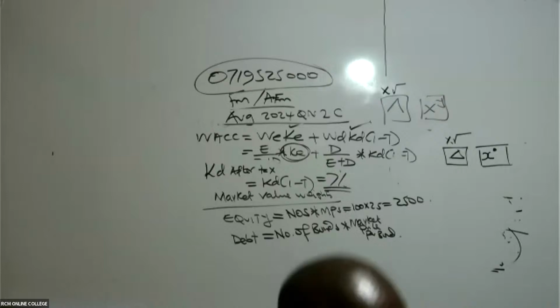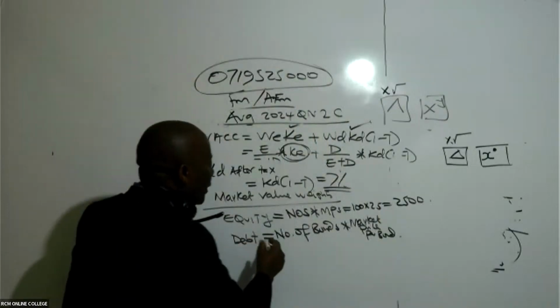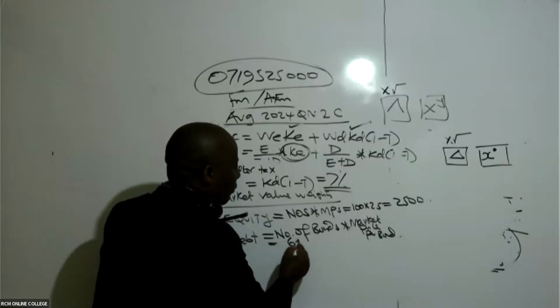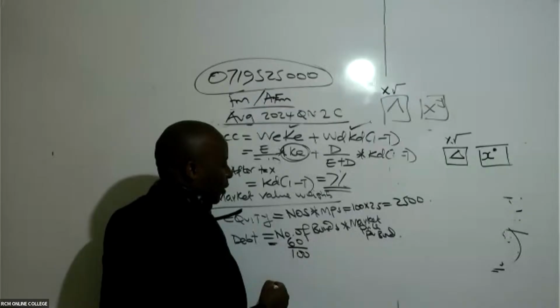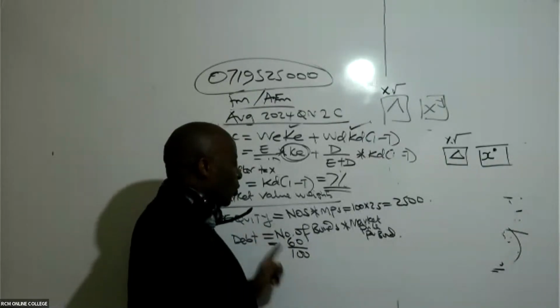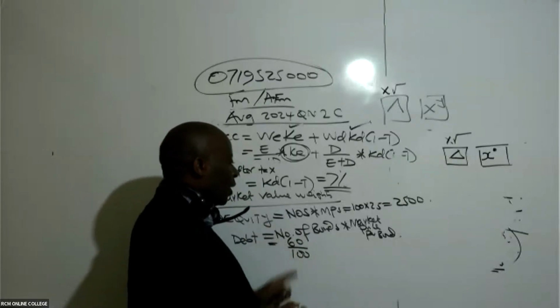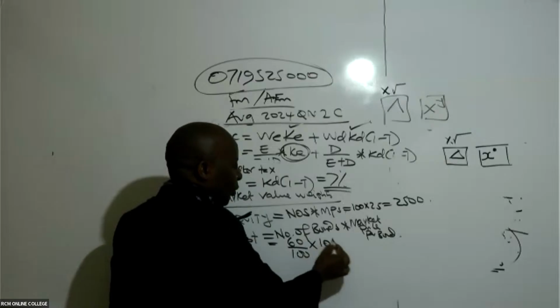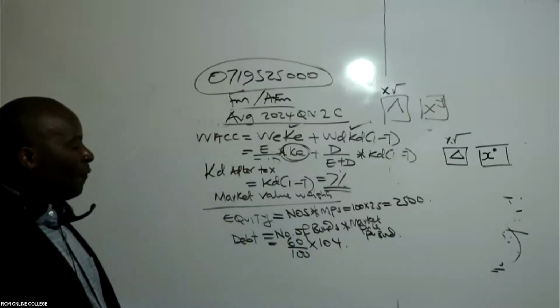What I will do, ladies and gentlemen, to get the number of bonds, is take the bond value. The bond value is 60 divided by the par value. You take the bond value, you divide by the par value, times the market value, which is 104.